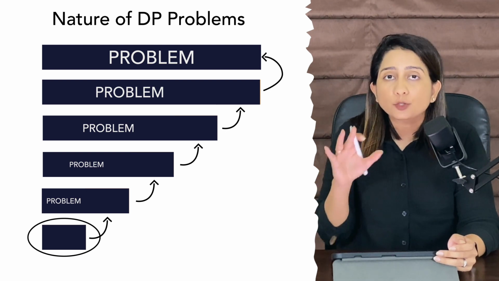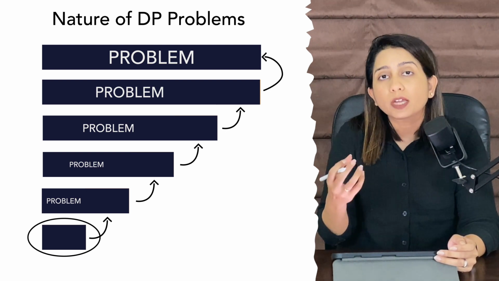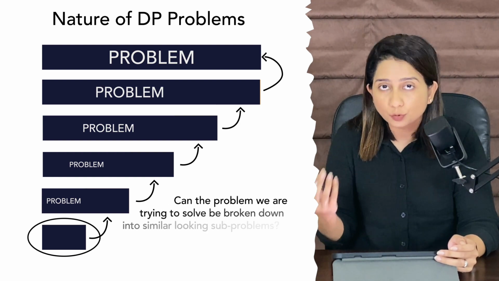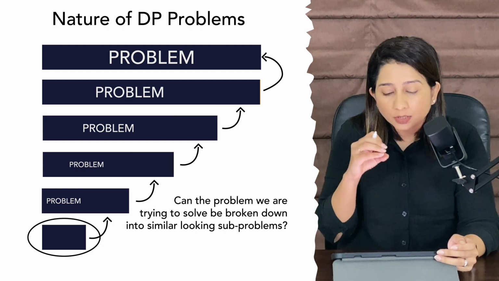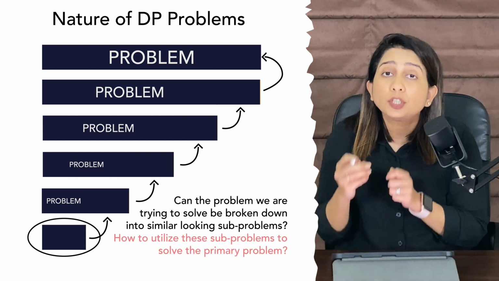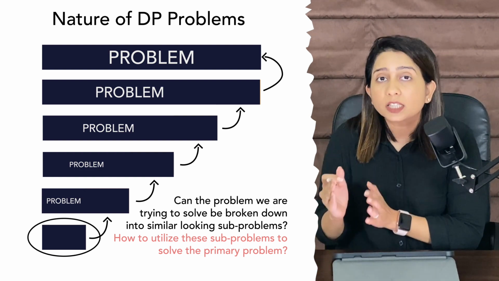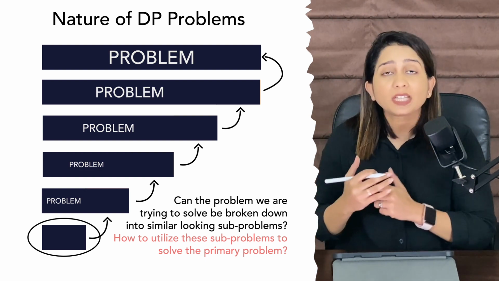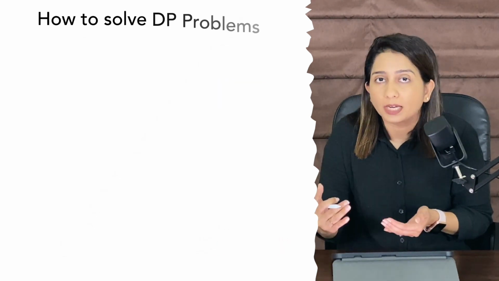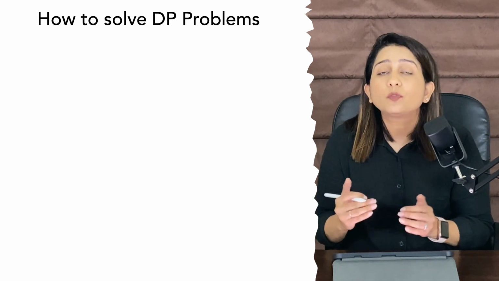Instead, we have to stop thinking about the input and we have to start noticing a pattern: the problem that we are being asked to solve, what are the sub-problems, how can we break that problem into smaller sub-problems, and how can we utilize those sub-problems to reach the final solution. This is what we have to do in DP. Now, the problem is, how do we do that? It sounds very simple when we try to explain it in words, but how do we actually do that?